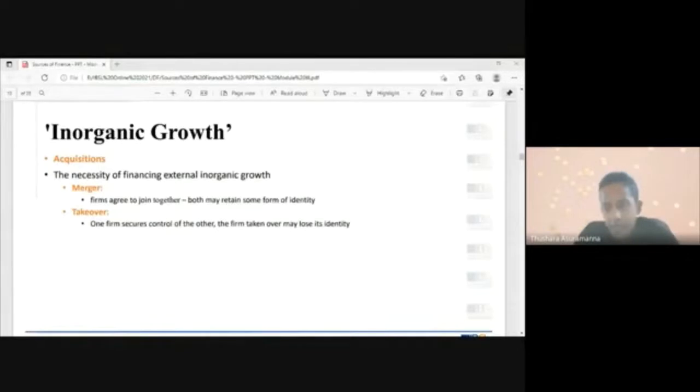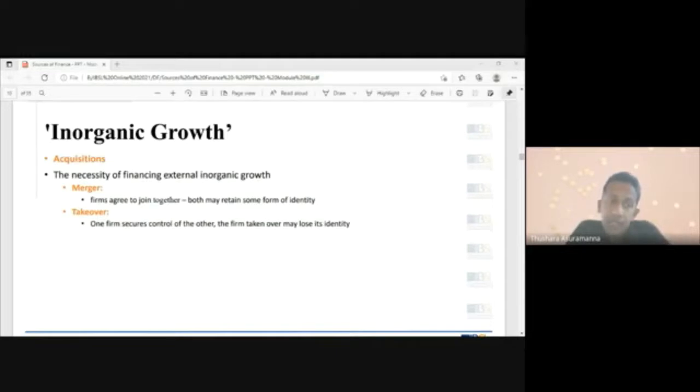Right. Inorganic growth. Though we have discussed it briefly, inorganic growth is another method of external financing. As I said, it could be a merger, or it could be a takeover, where a big company can take over a small company that is into manufacturing or distribution. By doing so, you are getting control, right? You are getting control there.